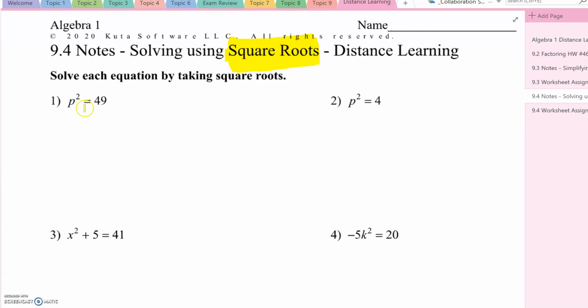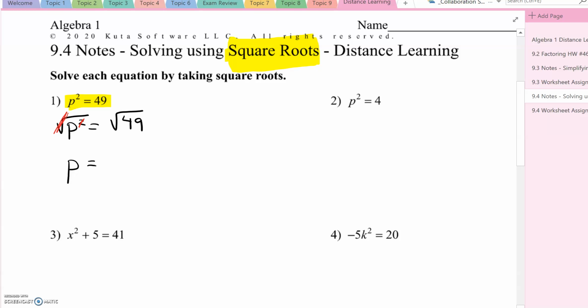So here in problem number 1, we have p squared equals 49. How do we undo squaring something? Because we have p squared. Hopefully you're thinking to yourself, take the square root of it. To undo p squared, we take the square root of it. Now, this is an equation, so whatever we do to one side of the equation, we also have to do to the other side of the equation. Now, when we go to simplify this, the square root and the squared part of the p cancel each other out, because p times p is p squared, so we just get p on this side.